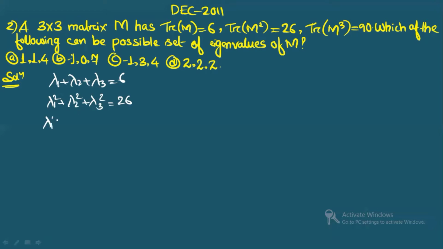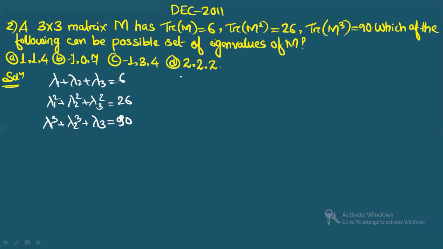Similarly, for M cube, it will be lambda 1 cube, lambda 2 cube, lambda 3 cube. It is 90. All right, this is 90. So you are getting three equations. Now you will have to check all the four options to see which will satisfy these three conditions.